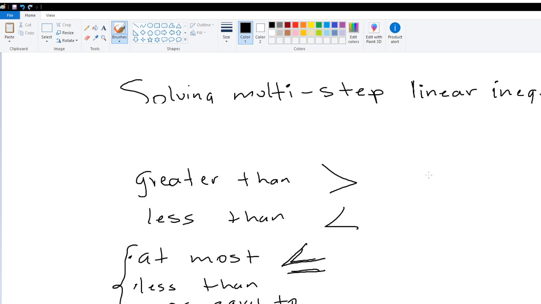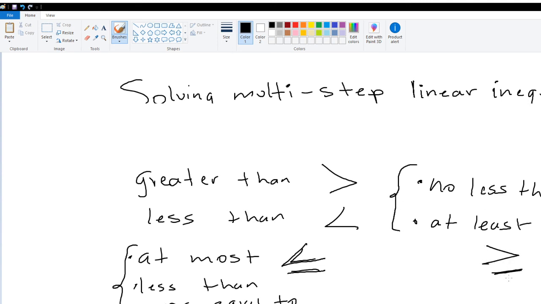When we look at no less than, or at least, these refer to greater than or equal to. Another one could be greater than or equal to. All these three here refer to this inequality.